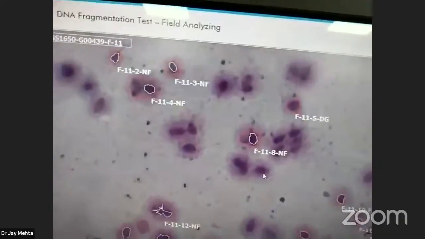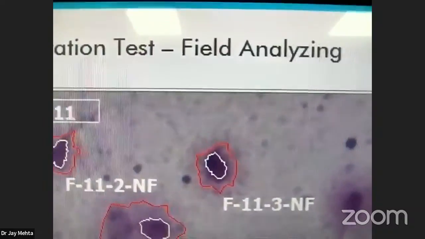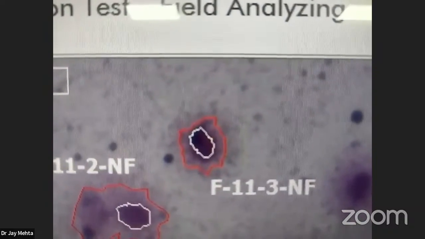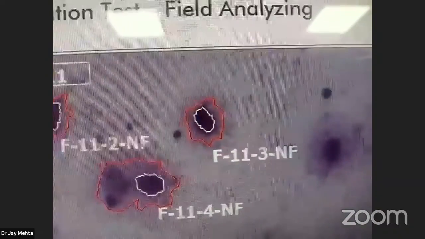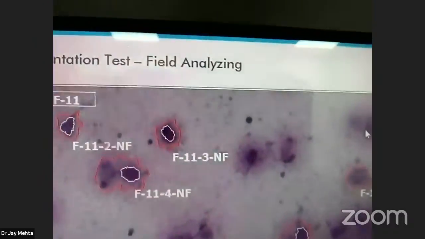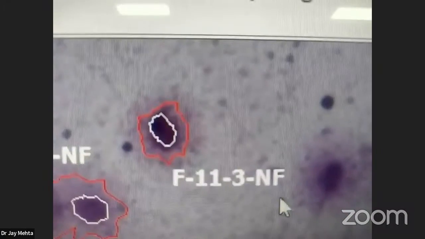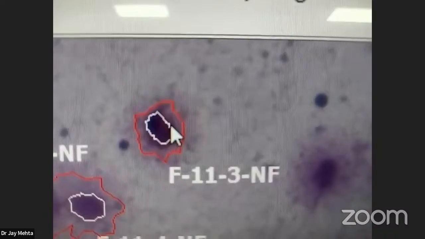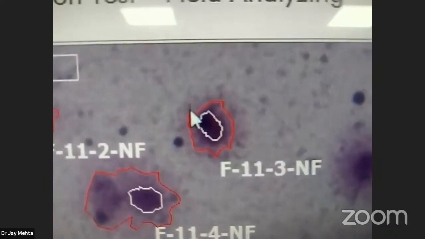Okay, so I will switch my camera. I think you guys can see the computer screen now. Can you see this first sperm? It is written, it is a non-fragmented sperm. I will just use my cursor here. Can you see this sperm, all of you? It is a non-fragmented sperm. Can you see NF, non-fragmented sperm? The head is this much. The splaying is almost equivalent to the size of the head. Can you see? So it is a non-fragmented sperm.